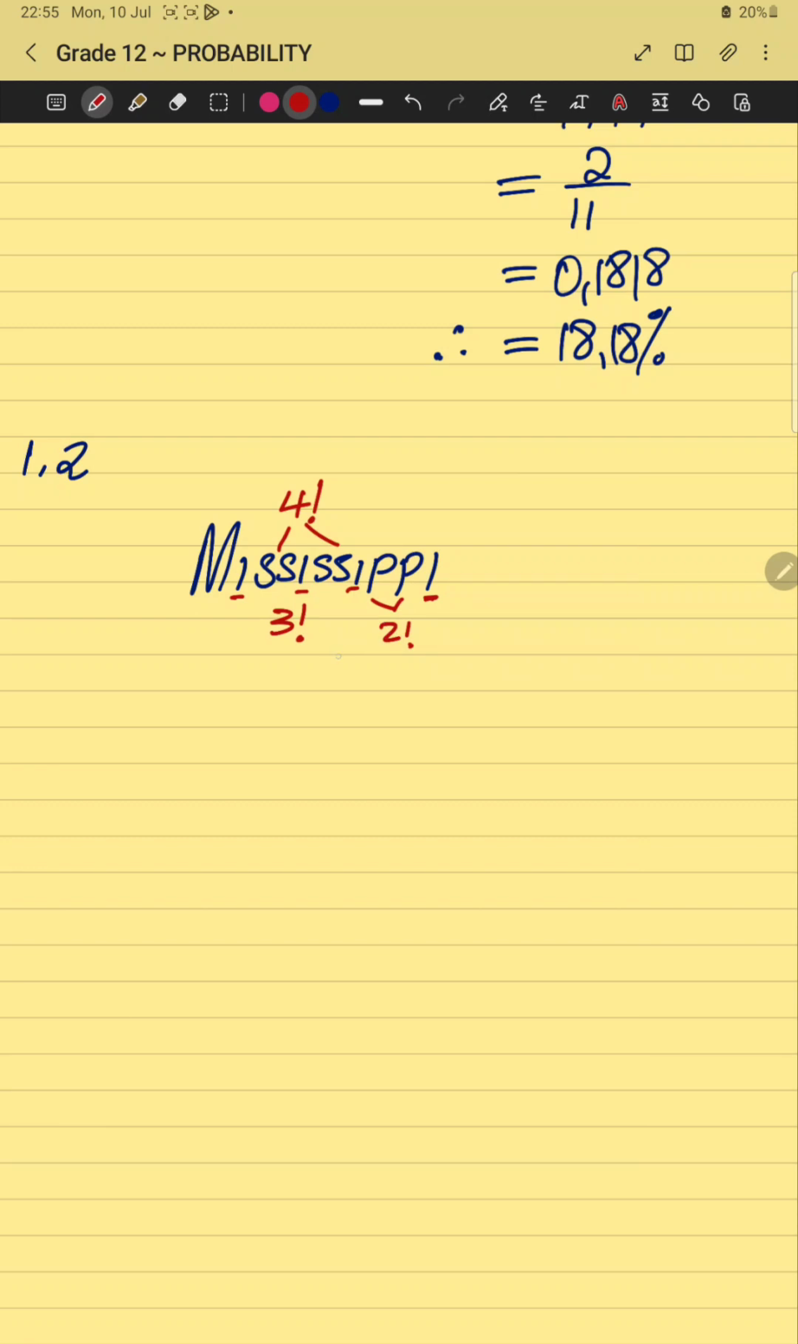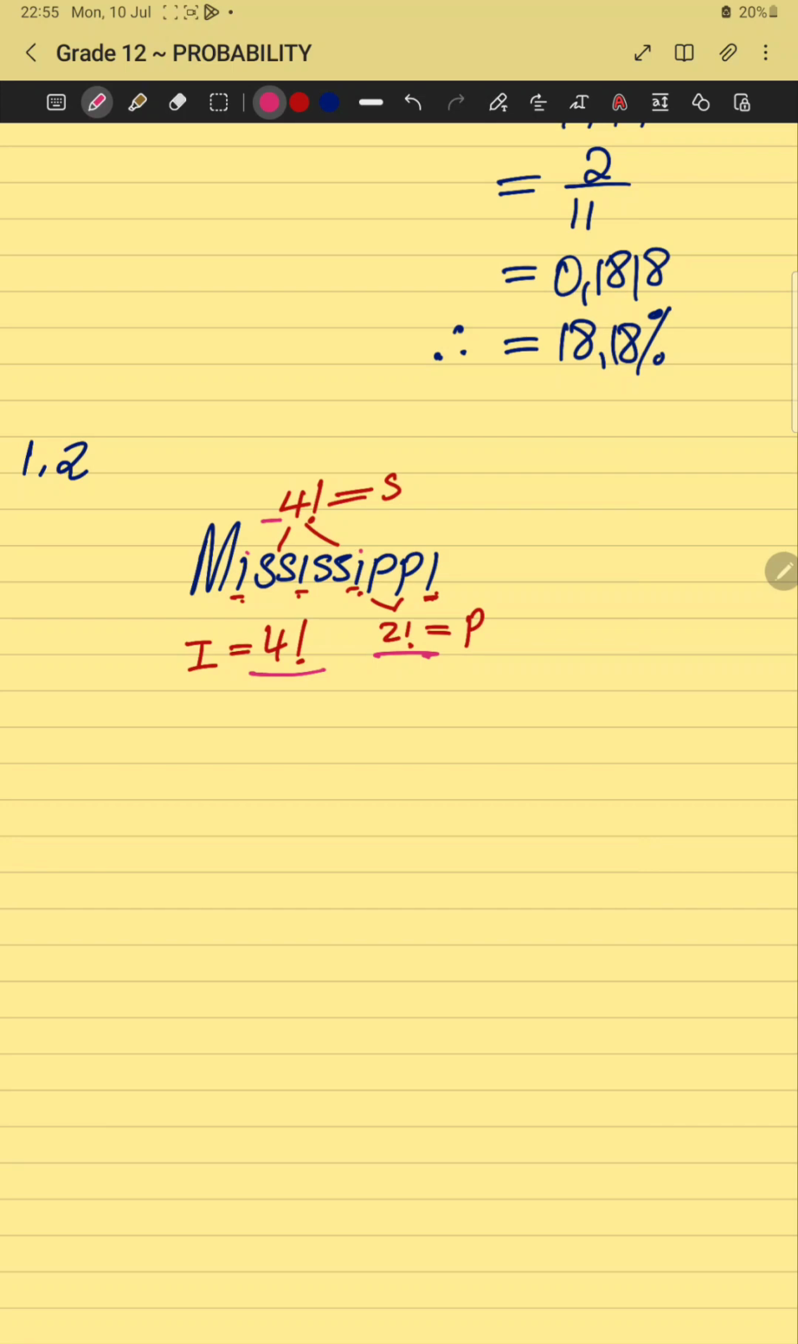Oh, there's also that I. Sorry, I didn't see that one. So 1, 2, 3, 4 I. So we've got 4 factorial for S, 4 factorial for I, and 2 factorial for P. So then we are going to divide with these values in the denominator. And then on top, remember in the numerator we're going to put the total of all the letters that the word Mississippi has.